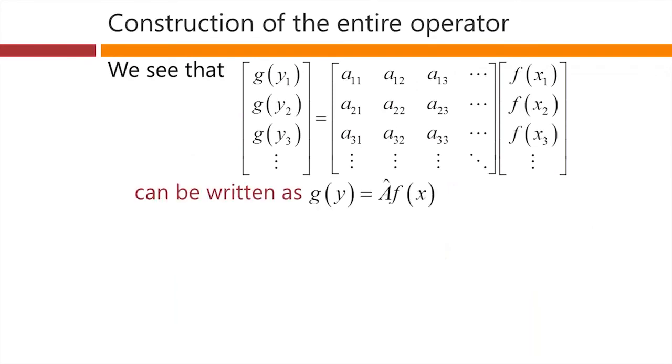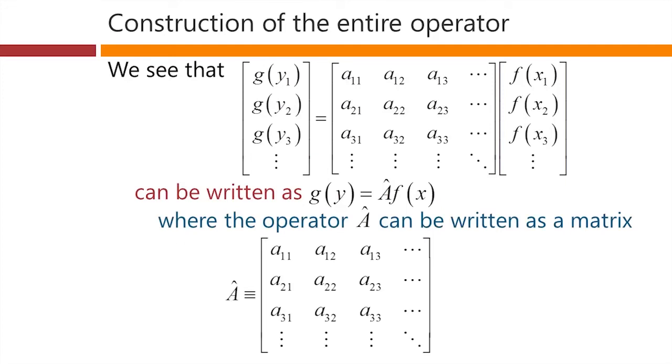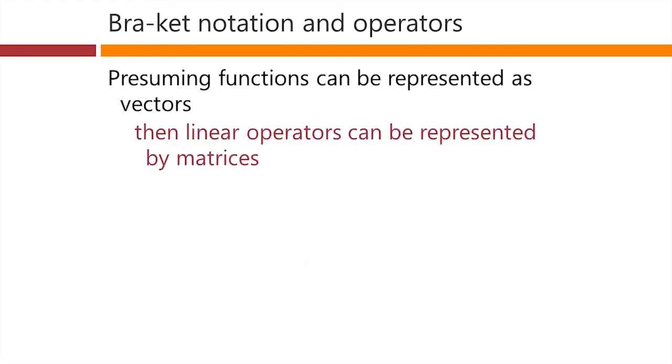So we see that this whole expression here can be rewritten in a shorthand form as g of y is equal to A operating on f of x, where the operator A can be written as a matrix. Here's the operator A now. This is the operator A, and it's a matrix. Presuming functions can be represented as vectors, then linear operators can be represented by matrices.